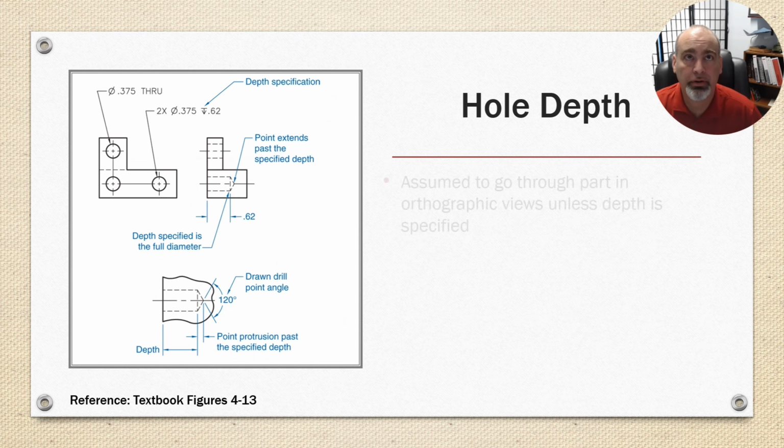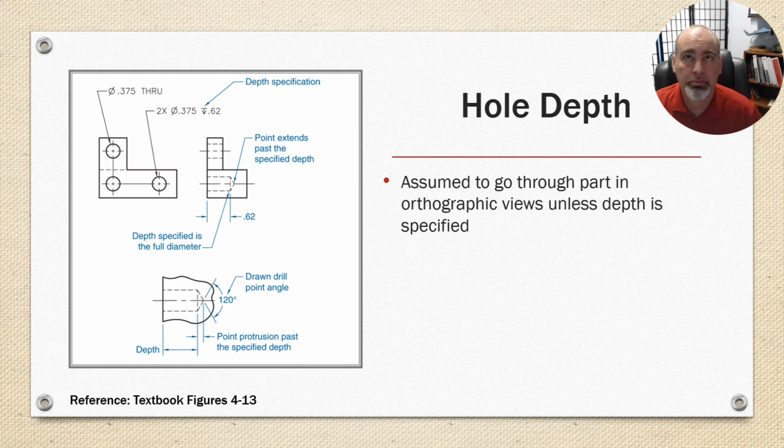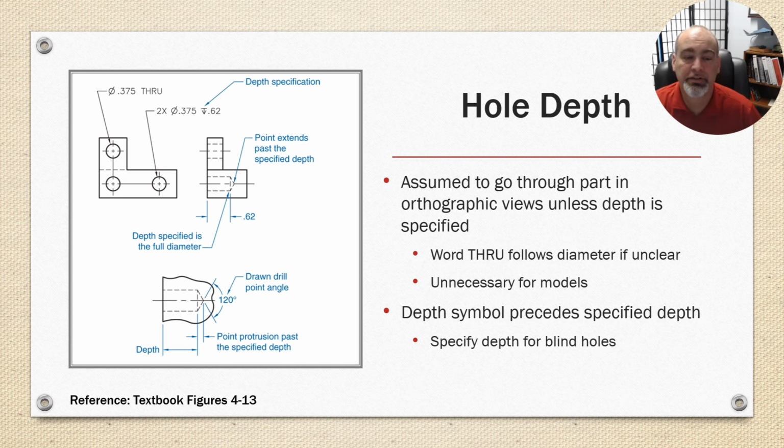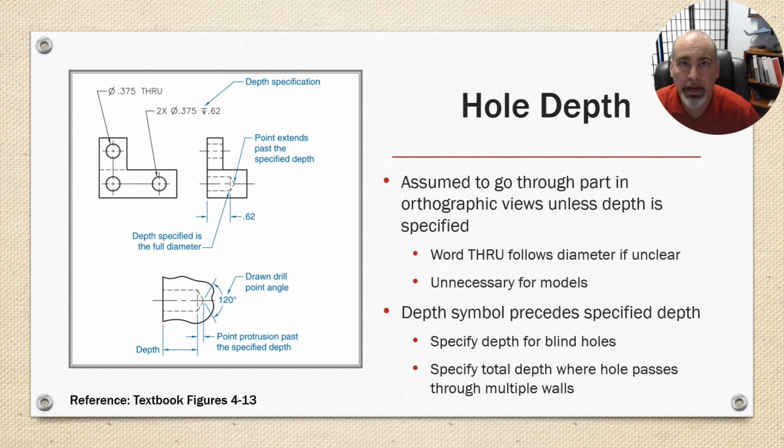Okay, hole depth. It's assumed to go through the part in an orthographic view unless the depth is specified. You're going to use the word through that follows a diameter if it's not clear. And it's unnecessary for models because you can see from the model whether the holes go through or not. The depth symbol is preceded by a specific depth. So that's the down arrow. And then you specify the depth for blind holes.